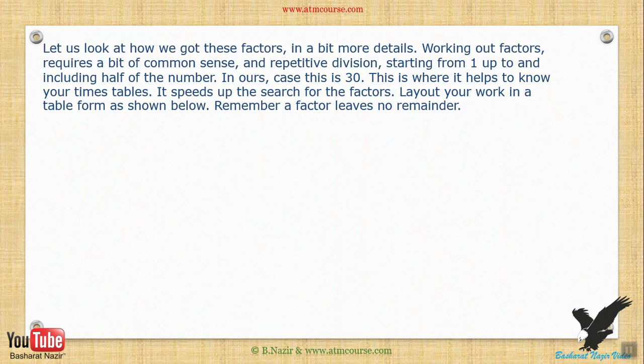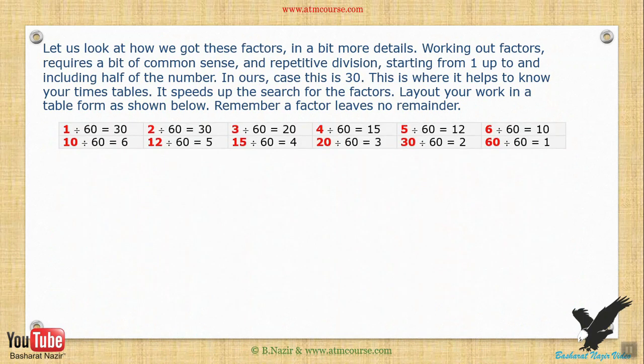Let us look at how we got these factors in a bit more detail. Working out factors requires a bit of common sense and repetitive division, starting from 1 up to and including half of the number. In our case this is 30. This is where it helps to know your times tables. It speeds up the search for the factors. Lay out your work in a table form as shown below. Remember, a factor leaves no remainder.